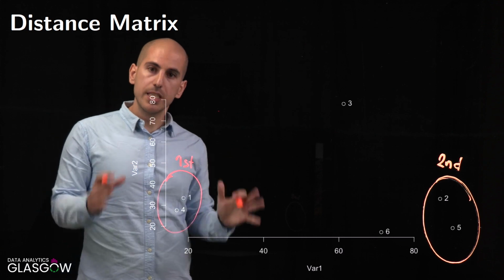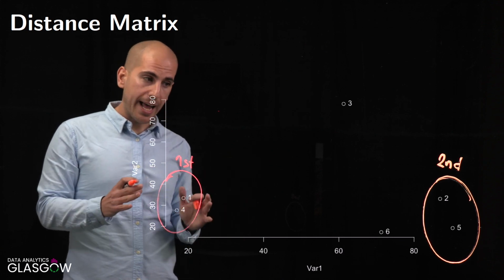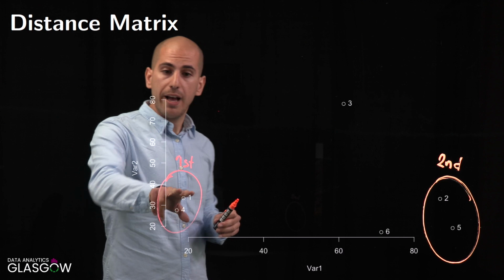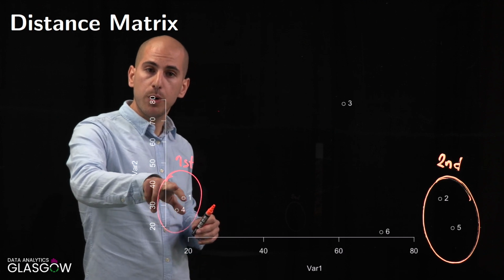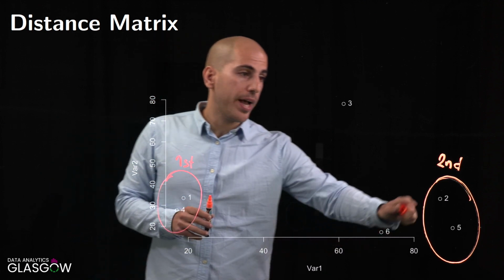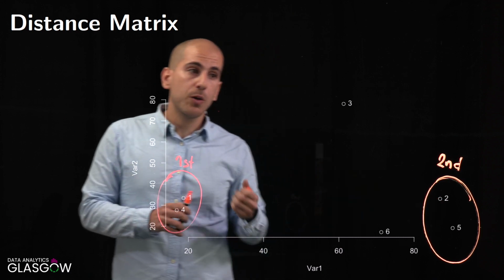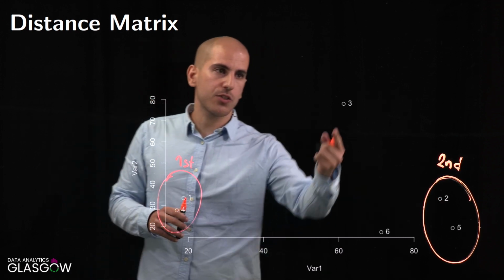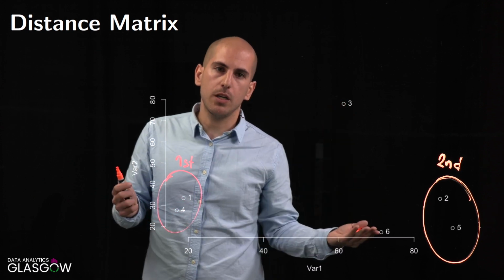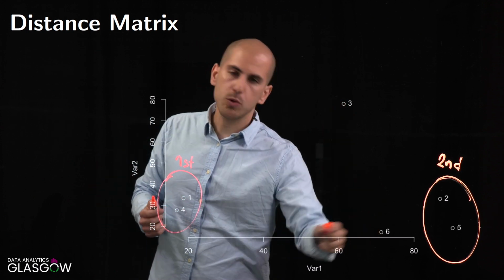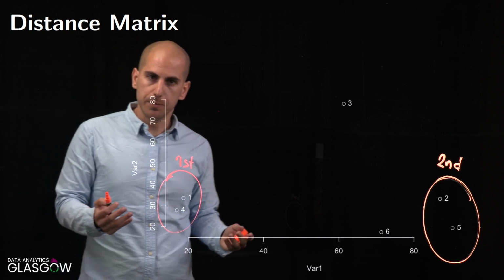So let's see what we have first of all. We actually have 4 clusters. We have one right here that is comprised of observations 1 and 4. We have another one right here that's comprised of observations 2 and 5. And we have 2 more clusters: this one that is just observation 3, and this one that is just observation 6.